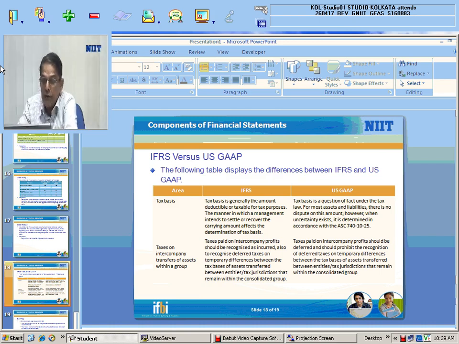So under IAS 12 and ASC 740, both require entities to account for both current tax effects and expected future tax consequences of events that have been recognized, that is deferred taxes, using an asset and liability approach.